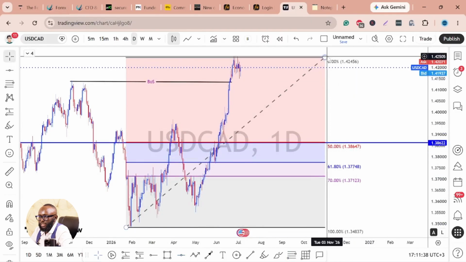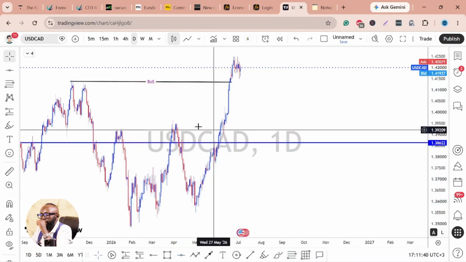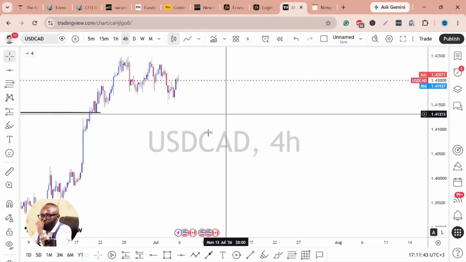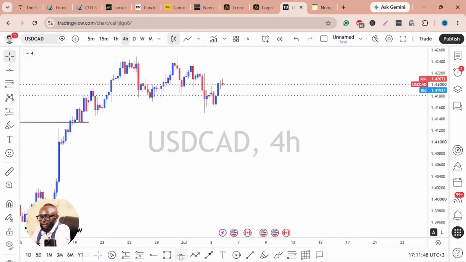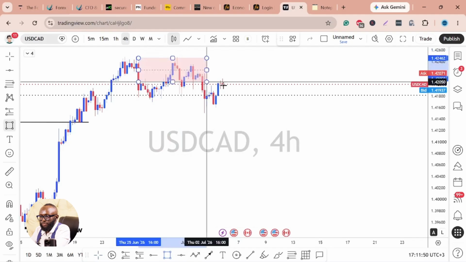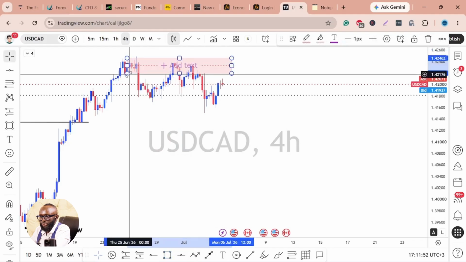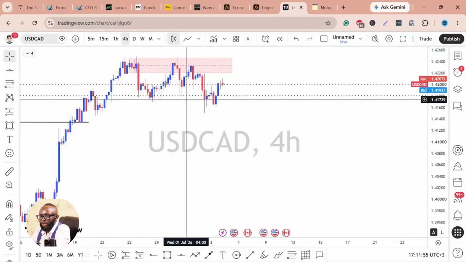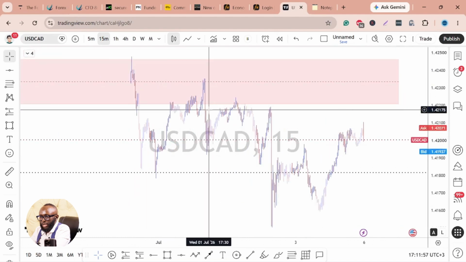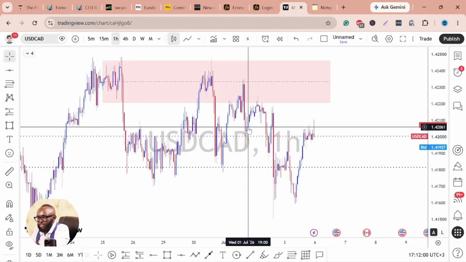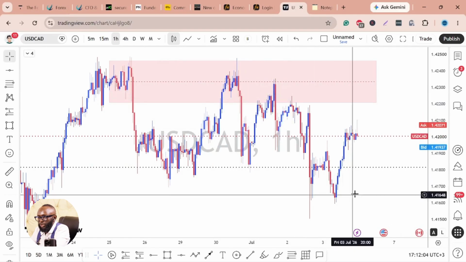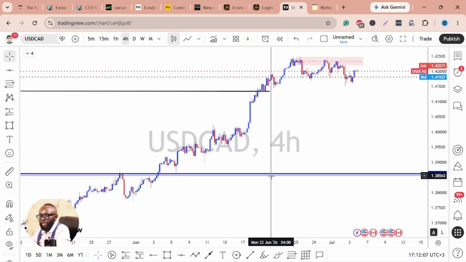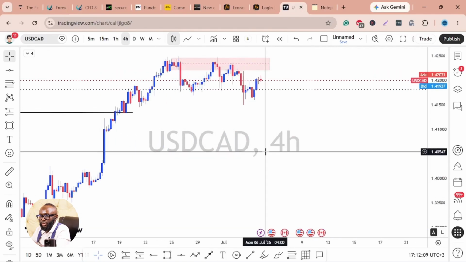This is the place where I would likely be taking shots on USD CAD. Going down to the lower time frame, at least the 4-hour, we actually had a position last week, and we were shorting based off this 4-hour supply zone here. Our entry was based off this key supply zone over there. We were shorting from this point on, and we had quite an impressive position on USD CAD.